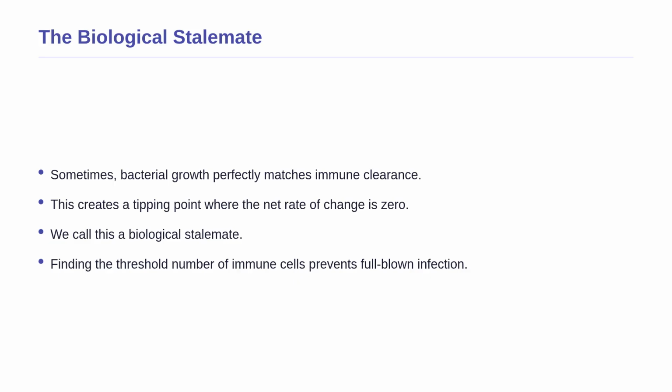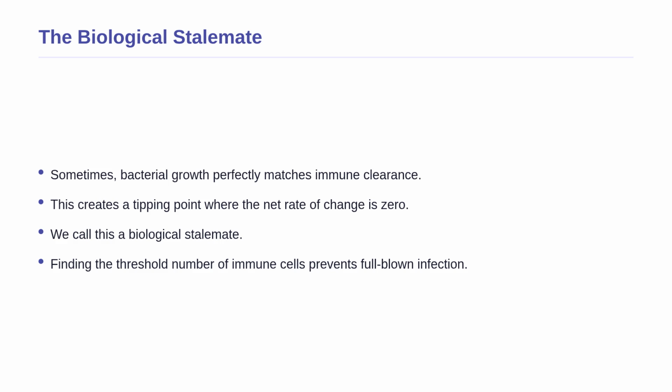This successful clearance we just calculated leads us to an important question. What happens if the bacteria are more aggressive? Sometimes the bacterial growth rate perfectly matches the immune system's clearance capacity. This creates a critical tipping point where the net rate of change is exactly zero. We call this a biological stalemate.